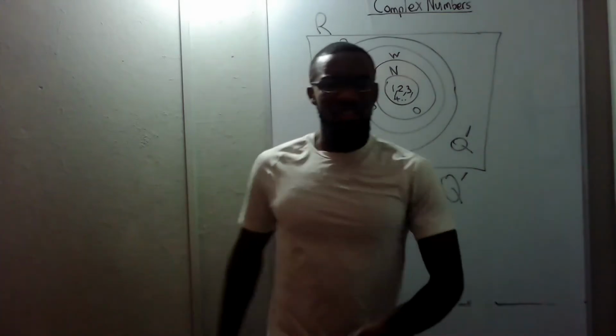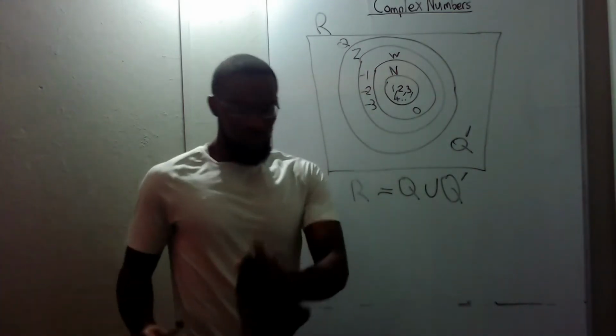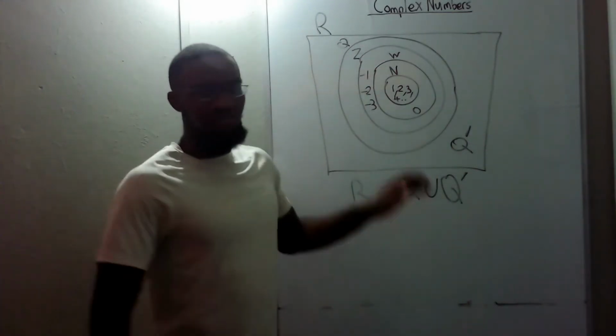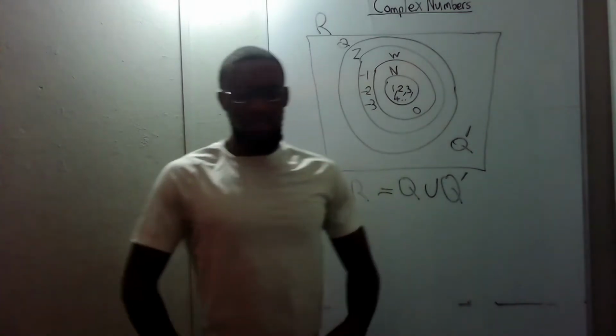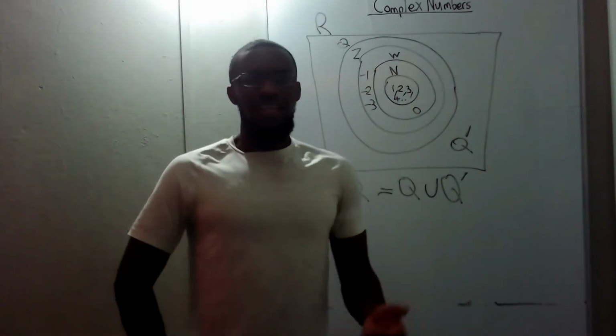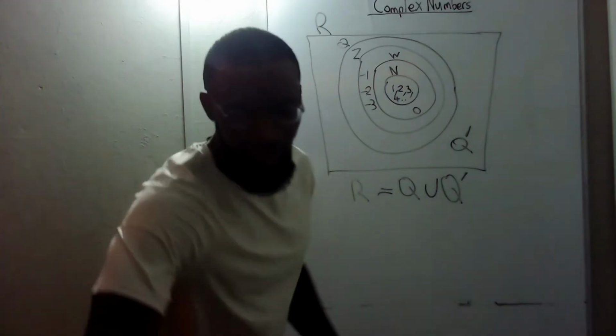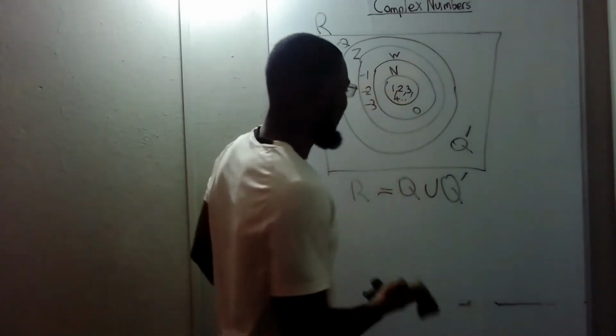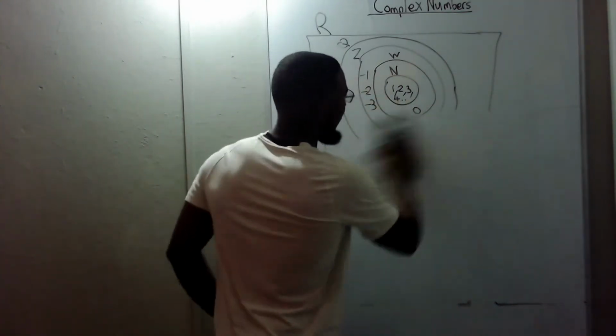Now my question to you is, now that we've talked about all of the real number system, where does the complex number fall in place? We still can't see where complex numbers fall in place, right? It's still not clear. Now let's have a go at this here.